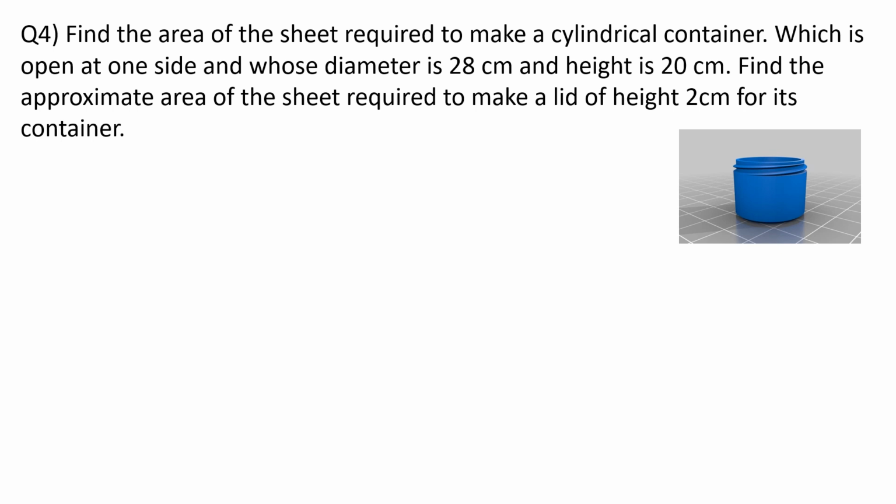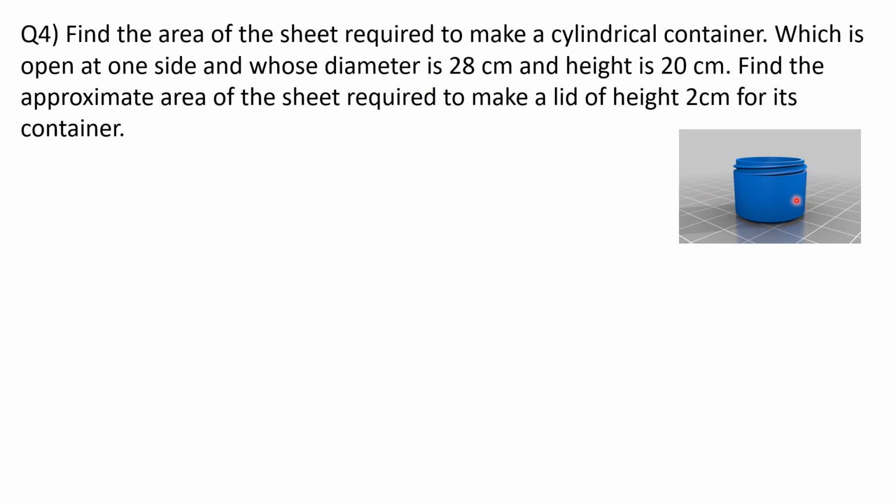Now here two questions are there. First, you have to find the area of sheet required to make a cylindrical container. See, I've shown a figure of a cylindrical container which is open at one side. Can you see? It is open at one side. Okay, this is open. And whose diameter is 28, means the diameter is given 28 and height is 20.